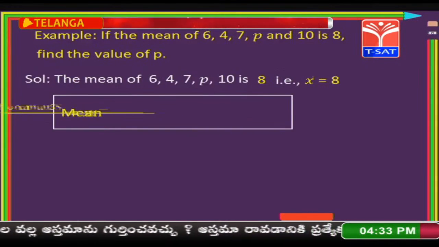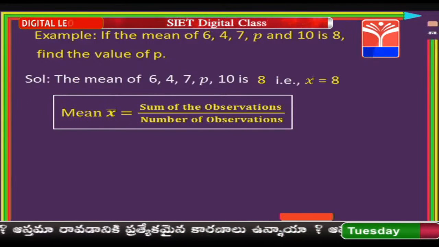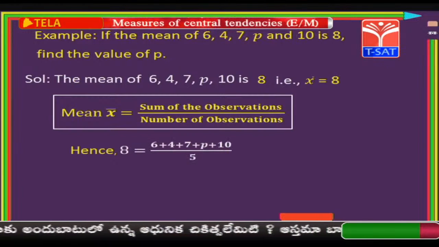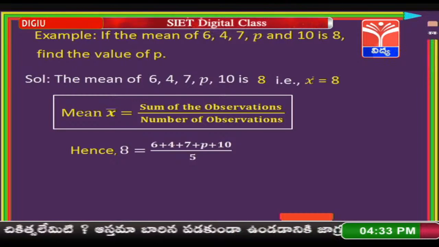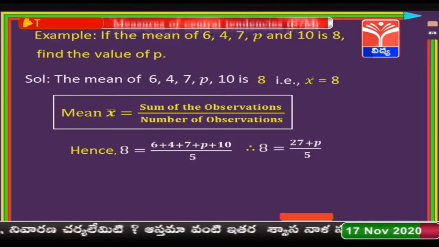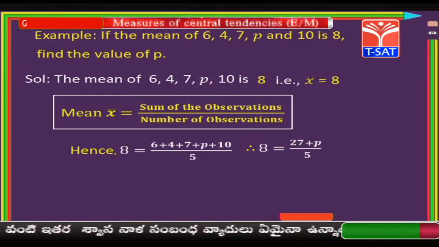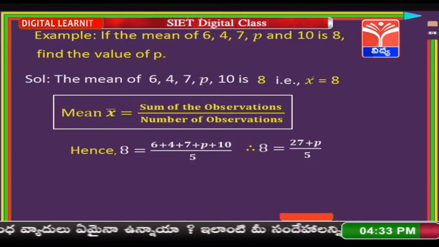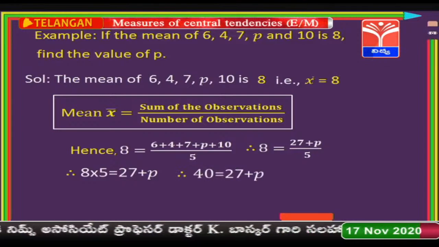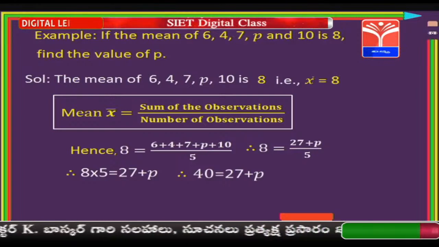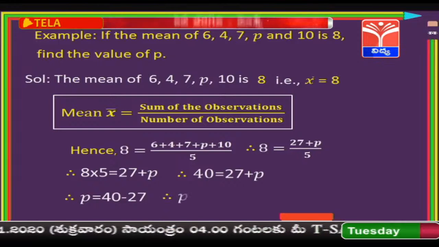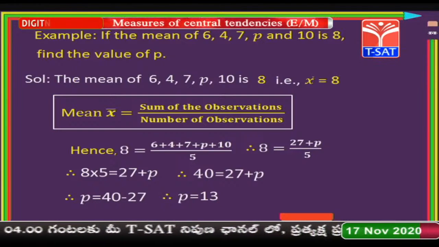So, we know that the mean x bar is the sum of the observations divided by the number of observations. So, x bar is 8. So, 8 is equal to 6 plus 4 plus 7 plus p plus 10 divided by 5. When you add 6, 4, 7, 10, we get 27. So, 8 is equal to 27 plus p by 5. Cross multiply this: 5 into 8 is equal to 27 plus p. So, 5 into 8 is 40, 40 is equal to 27 plus p. Therefore, the value of p is 40 minus 27, which is 13. So, the value of p from this data is 13.